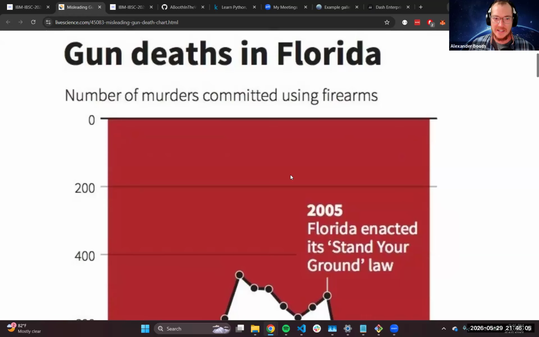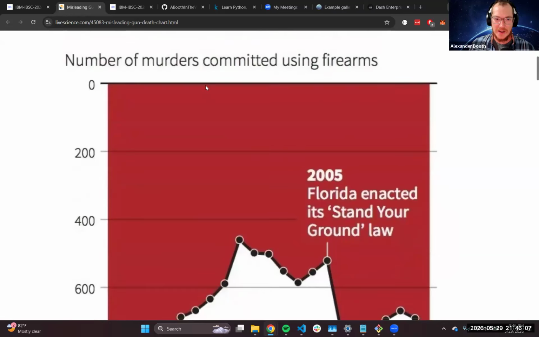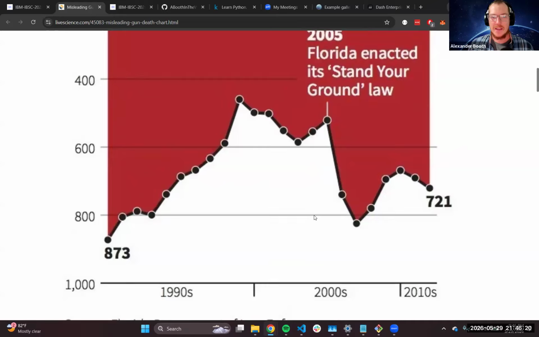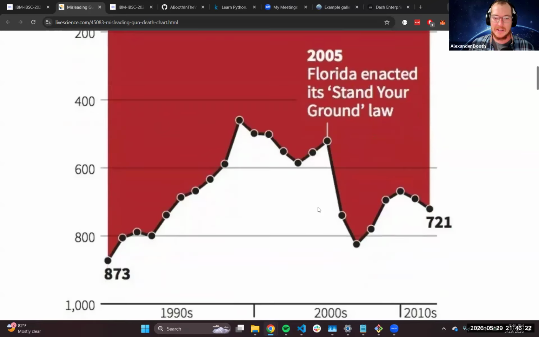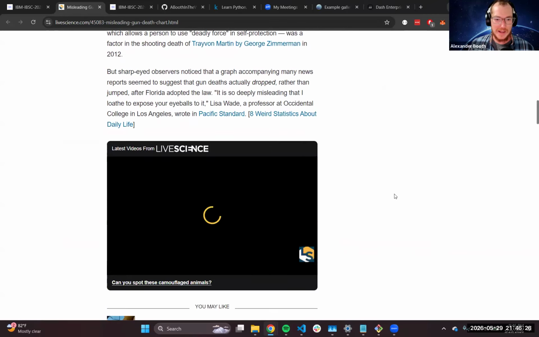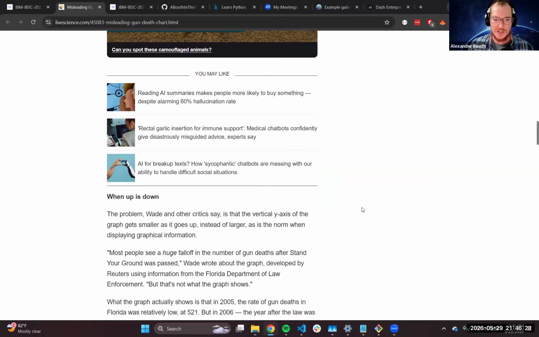It makes it look like a number of murders committed using firearms. It's backwards. It starts at 0, but it doesn't look like that, right? So you have 800, and then 700 is lower, but it's at a higher point than 800. Makes no sense. So this is a whole backwards graph. And yeah, this went viral for being a really bad data visualization.